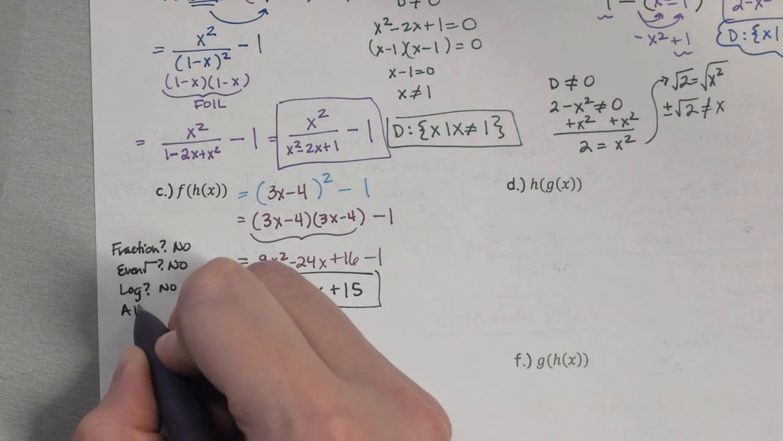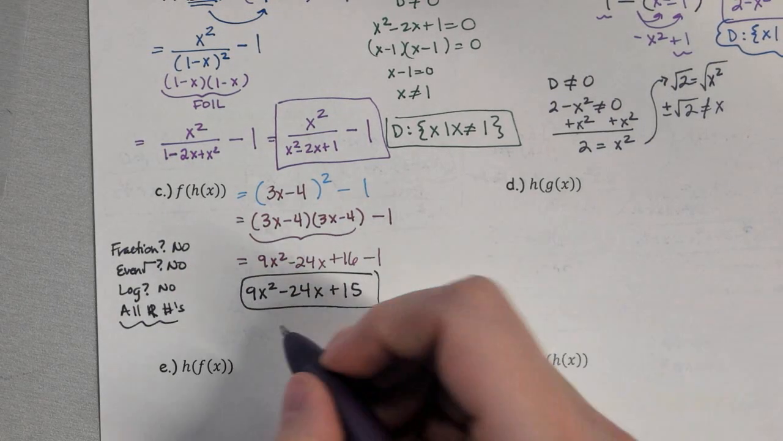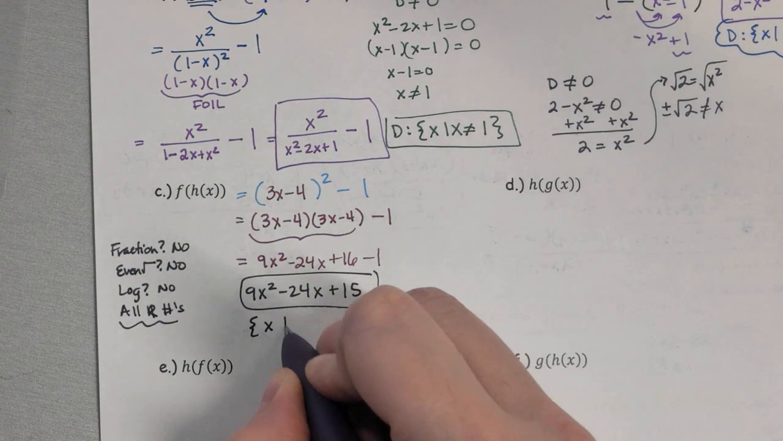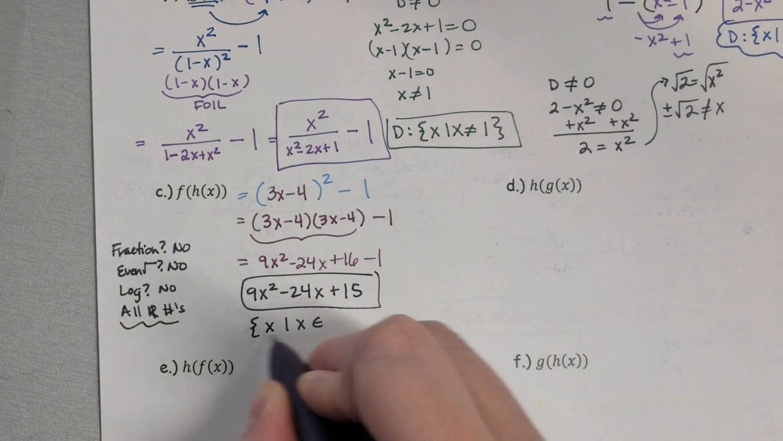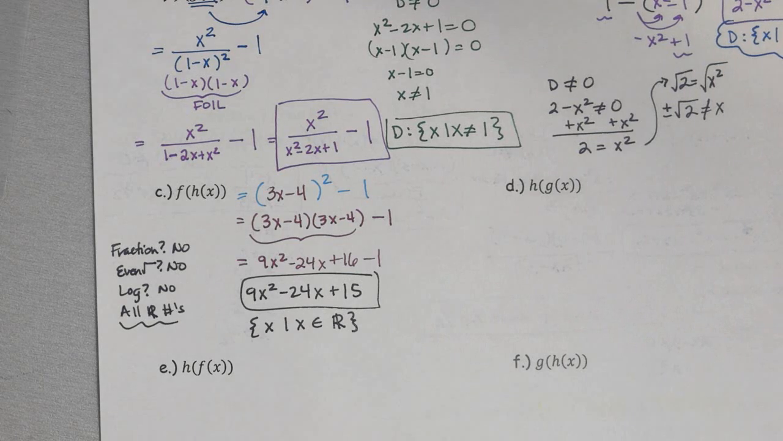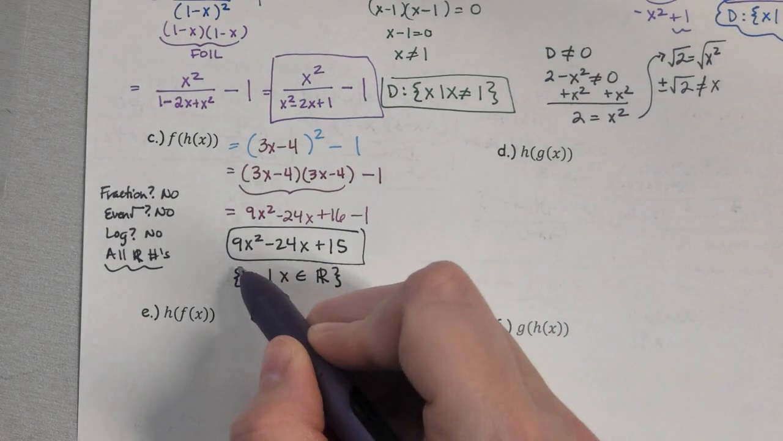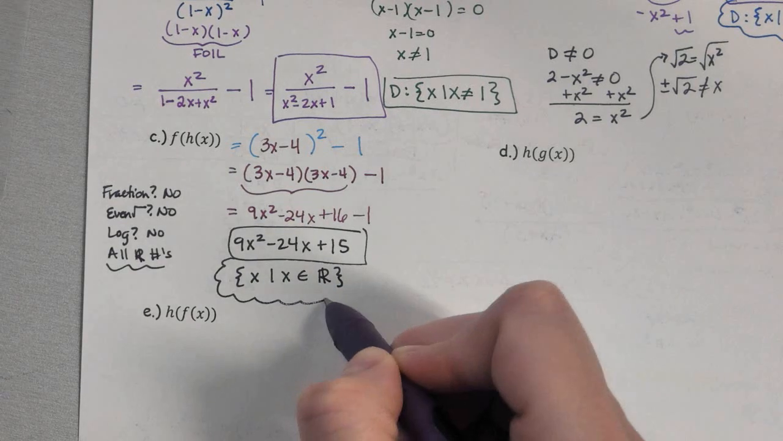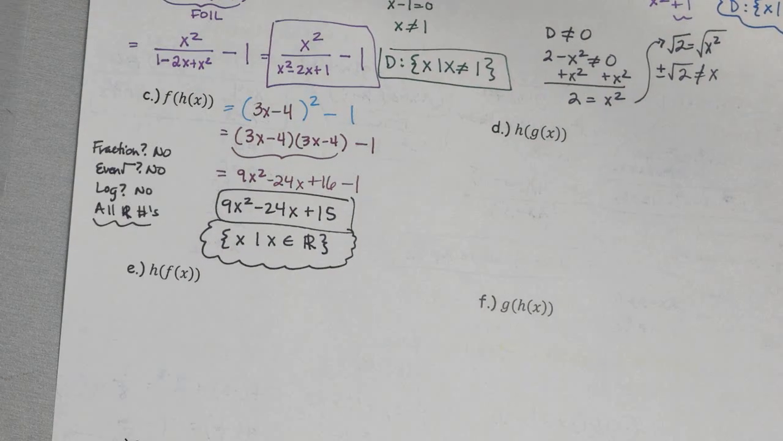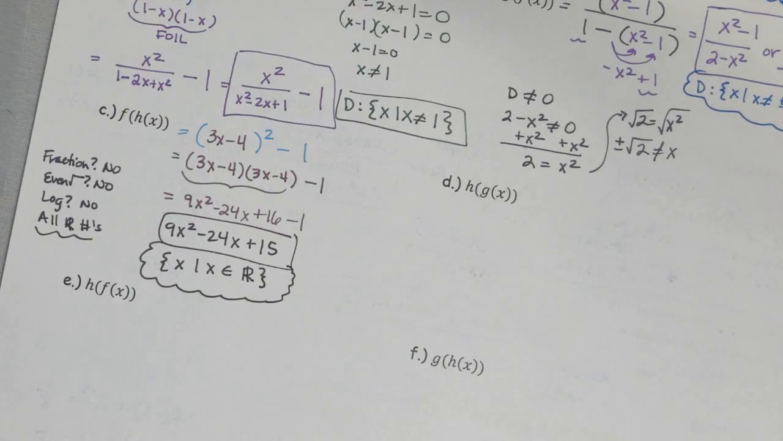Now how do we write that in set builder notation? X such that X is an element in the real number set. Remember? Because it has to be set builder notation, because that's what it's asking you to do. This is like the professional way of doing it.